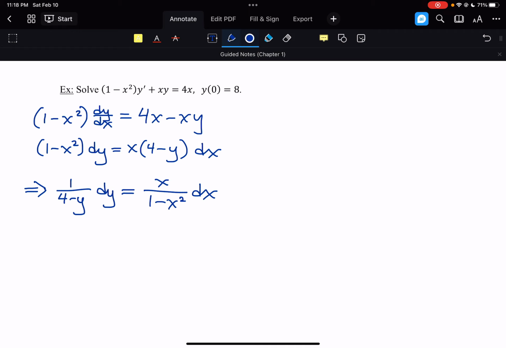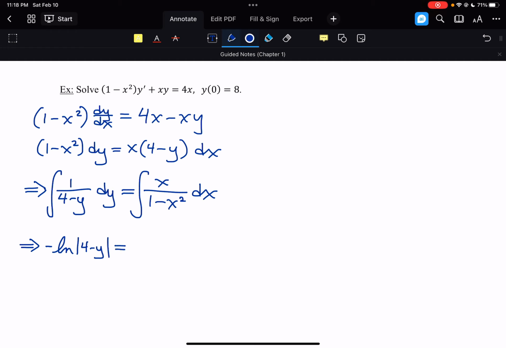And this is about ready for integration. So we can go ahead and just put that symbol on right there. So to take the antiderivative of the 1 over 4 minus y, that will have a natural log antiderivative, but because there's a negative in front of the y here, we would need to incorporate that. So we're going to get negative ln of the absolute value of 4 minus y.